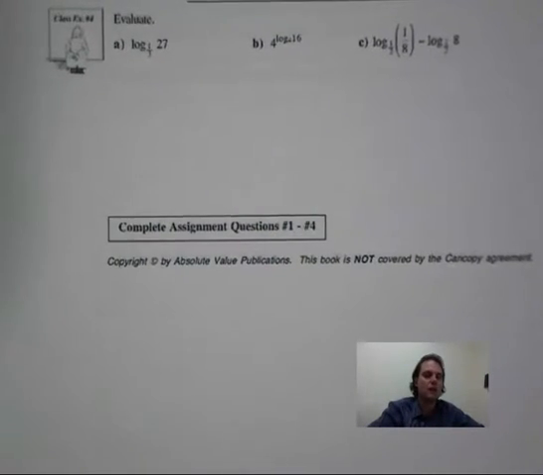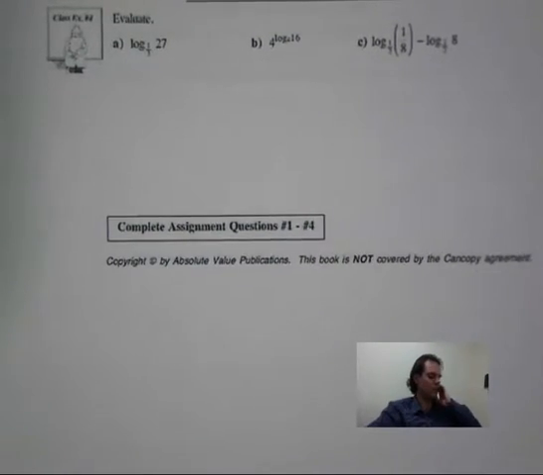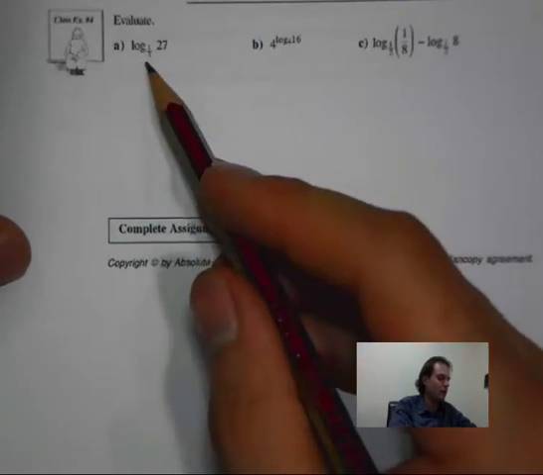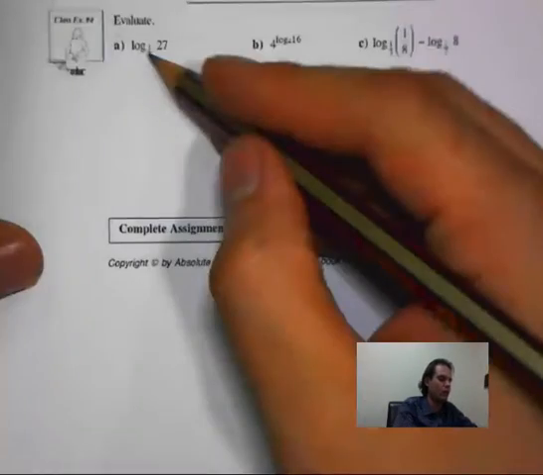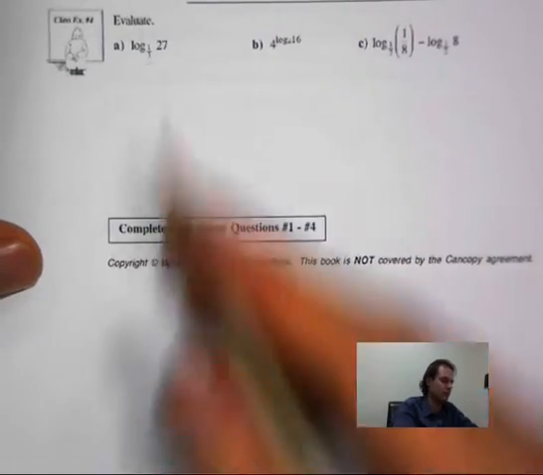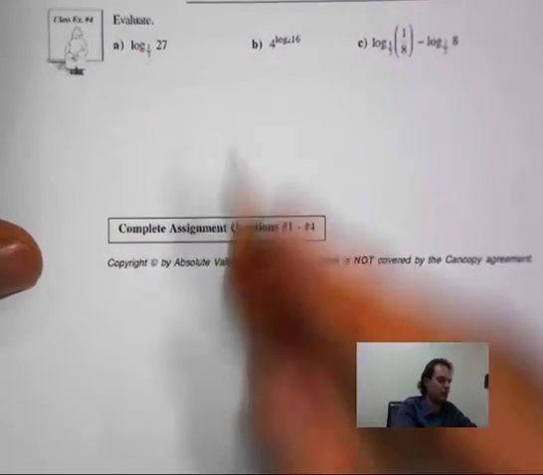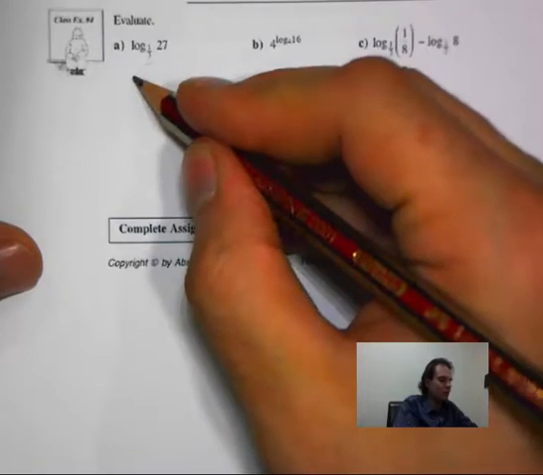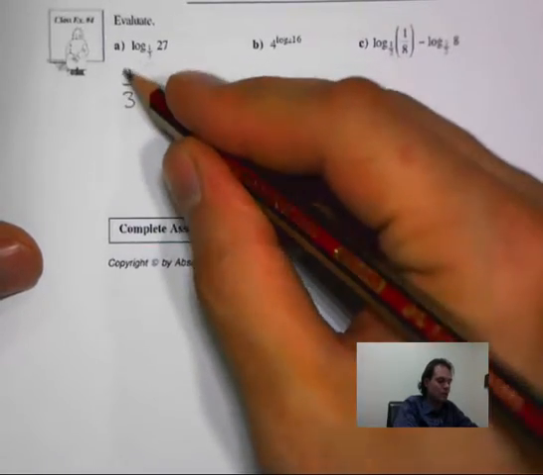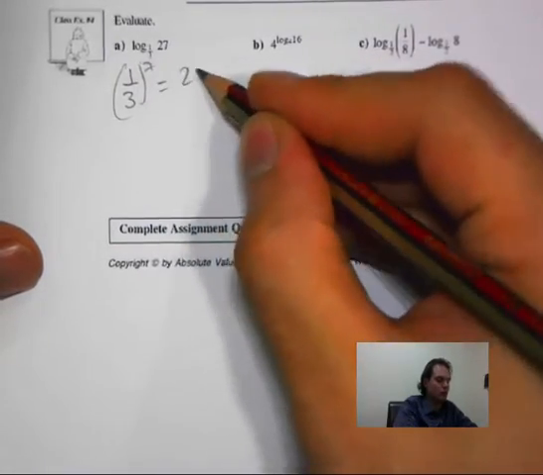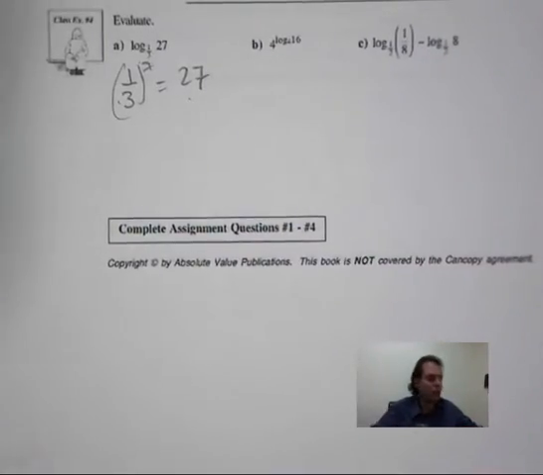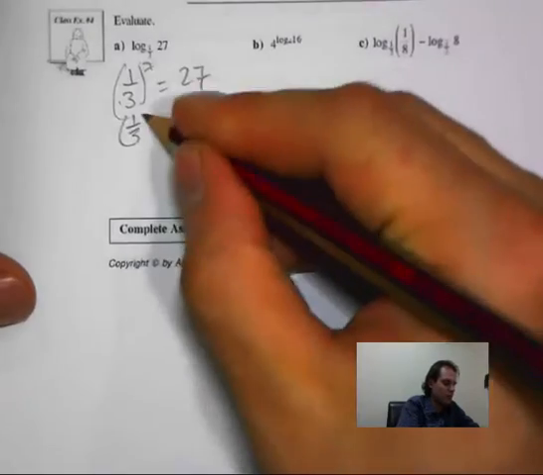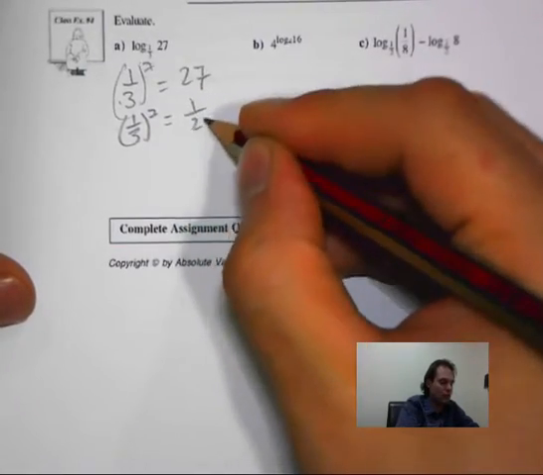All right. Here we're going to take a look at my last question of this section of converting. It wants us to evaluate log base 1/3 of 27. So that's now saying (1 over 3) to the x is equal to 27. Well, once again, this is in fraction form, this isn't. So I have to flip this, take the reciprocal. So we have (1 over 3) to the negative x is equal to 1 over 27.